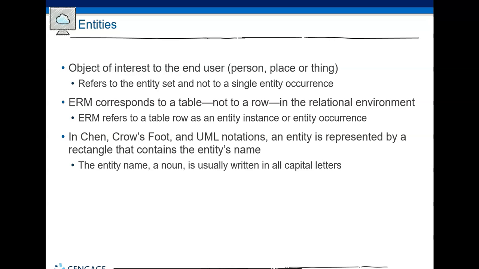The row corresponds to a record, which is an individual instance of an entity. So not doctor as a concept, but Dr. Zhivago as an individual instance of a doctor would be the row or the record.